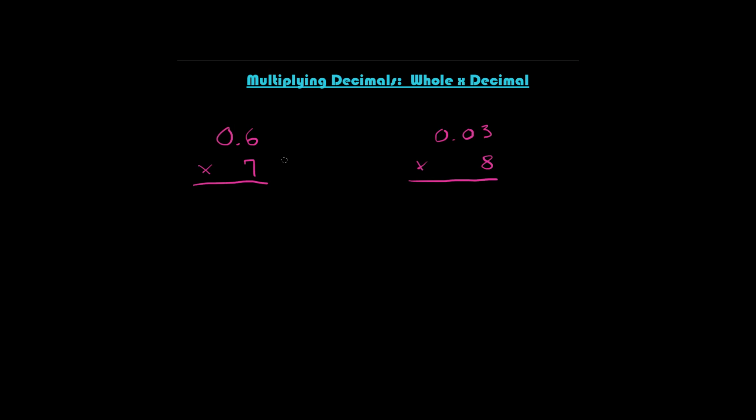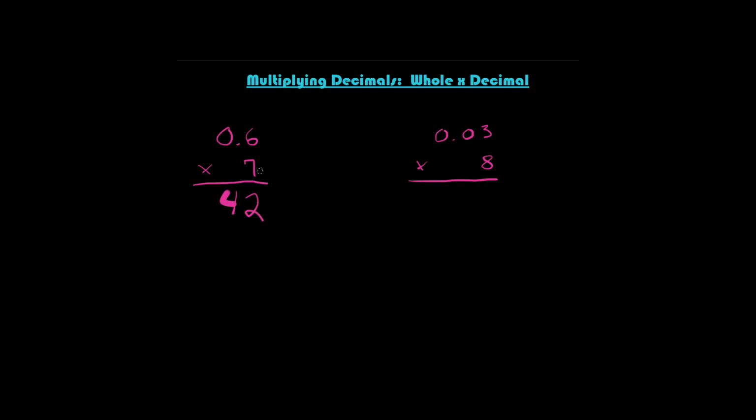So if you think about this number, remember how we read it, 0 and 6/10? So we're going to have 7 piles of 6/10. So let's take a look at how we'd solve it. We're going to do all the multiplying. We're not even going to worry about the decimal for a minute. We're just going to multiply the normal way. So 7 times 6 we know is 42.